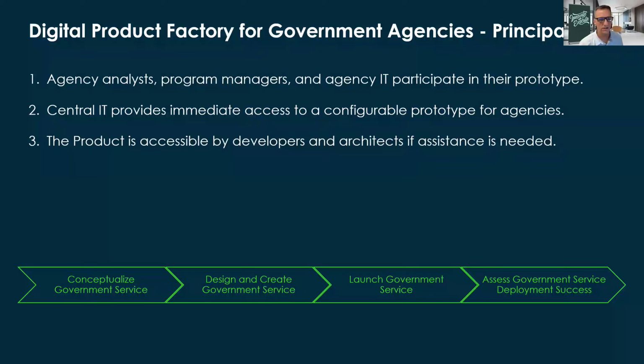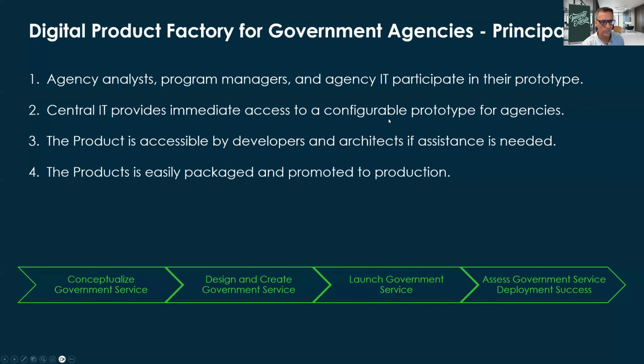So the product has to be accessible by developers and architects. So if we're going to give that prototype to analysts in the agencies and program managers, we want development to be able to come in and architects to be able to come in and see what's going on or participate in that prototype. So that's another part we considered there, is how does this thing get carried into production, right? We don't let everybody play in their little sandbox and just push it to prod, but there might be interactions between professional pro code developers that are in there and helping along the way.